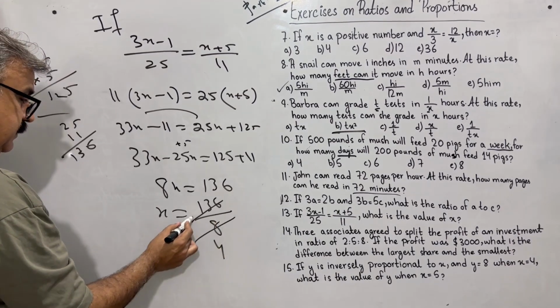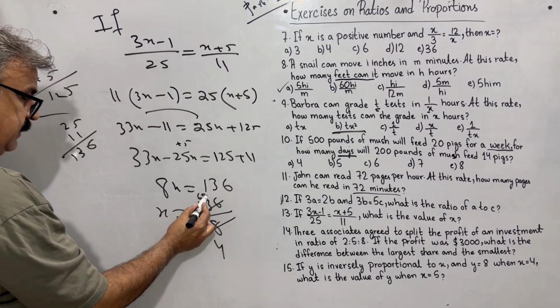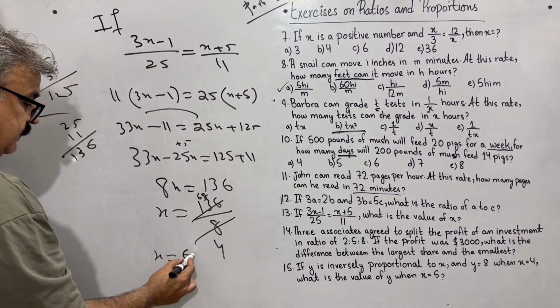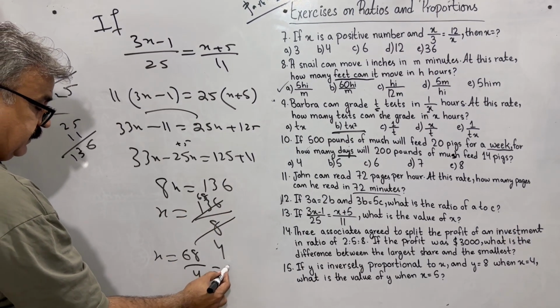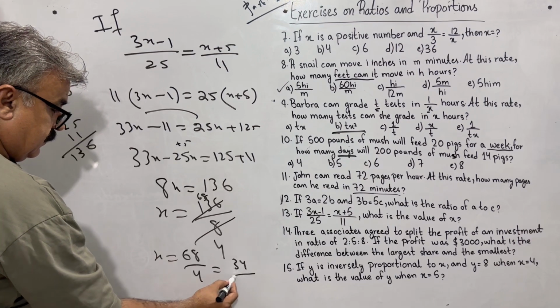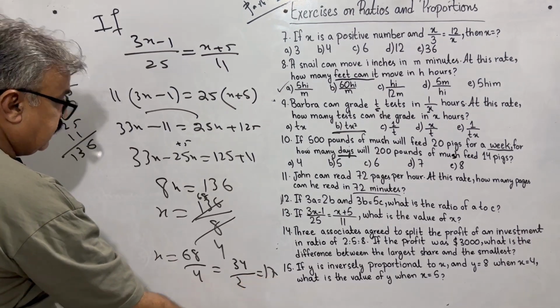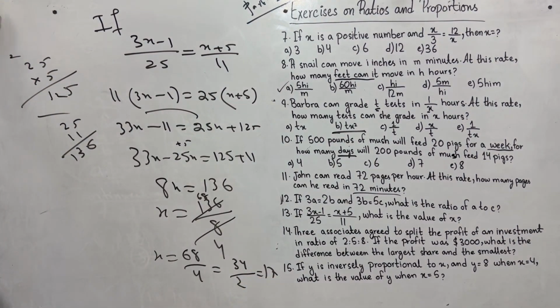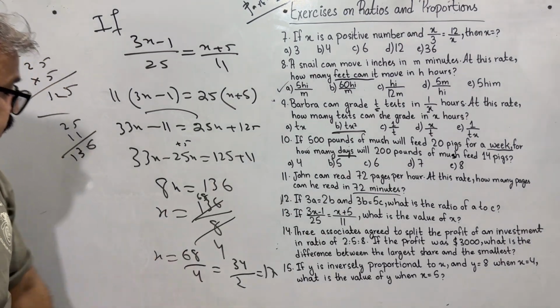Applying the table of 2, x is equal to 68 over 4. Again, 34 over 2, that is 17. X is 17 in our case.